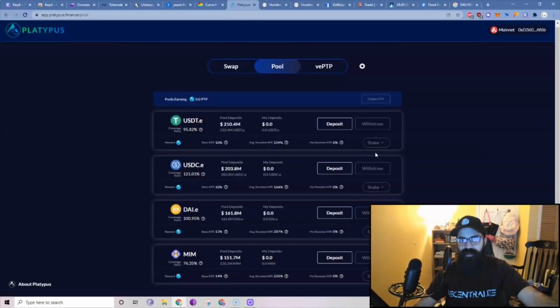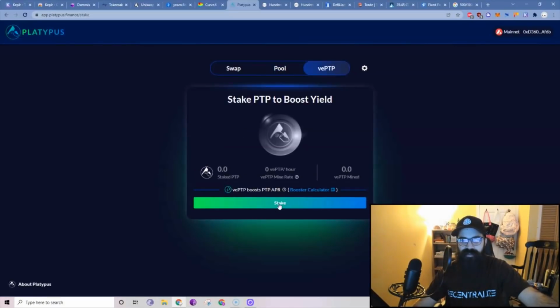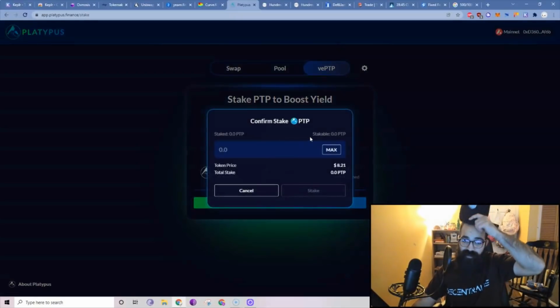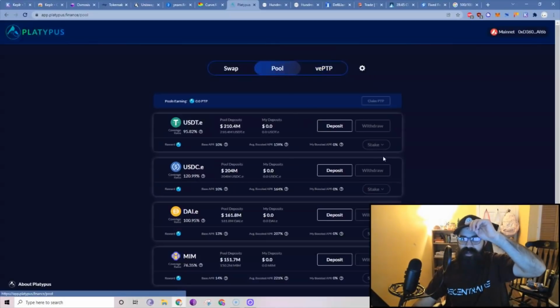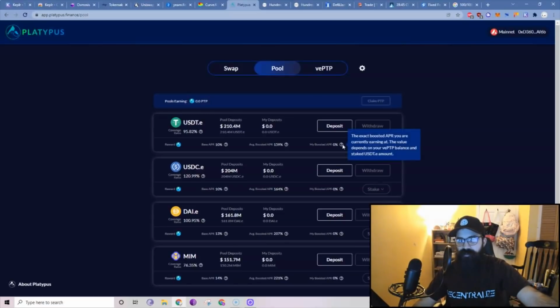And then to get the boost, you would have to stake, right? You'd want to stake your assets there. So here you can see another way of staking, right? You can stake your PTP to get VE PTP, and then you take your VE PTP, I believe, to the pool over here, and then stake. So it says the exact boosted APR you're currently earning at. The value depends on your VE PTP balance and staked USDTE.